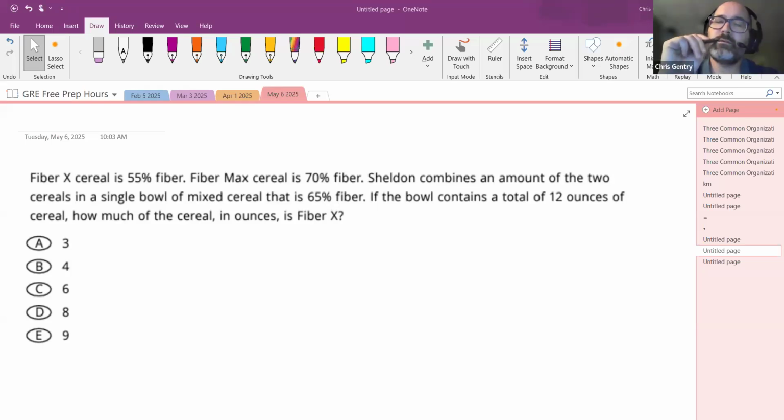Okay, what did you add together and divide by 2? Oh, the fiber content. 55 plus 70, and divide that by 2. Yes, it was like 62.5. 62.5. Yeah. Hold that thought.